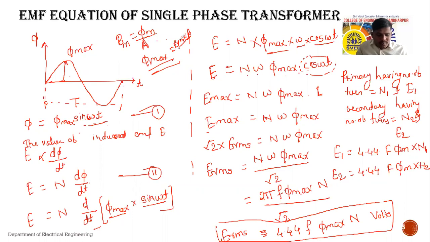Again, we are rewriting this equation: E1 is equal to 4.44 f Bm into A into N1. Similarly for the secondary winding. Let us represent this as equation A first, and this one is equation B. So all of you write this EMF equation of the single phase transformer.